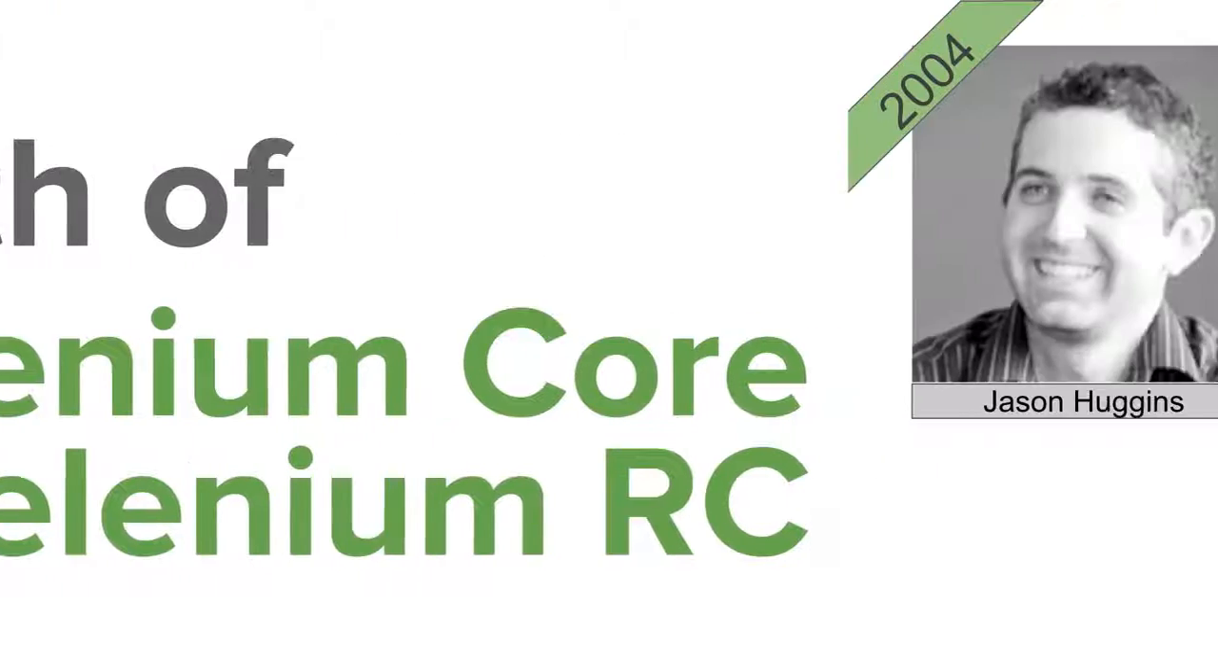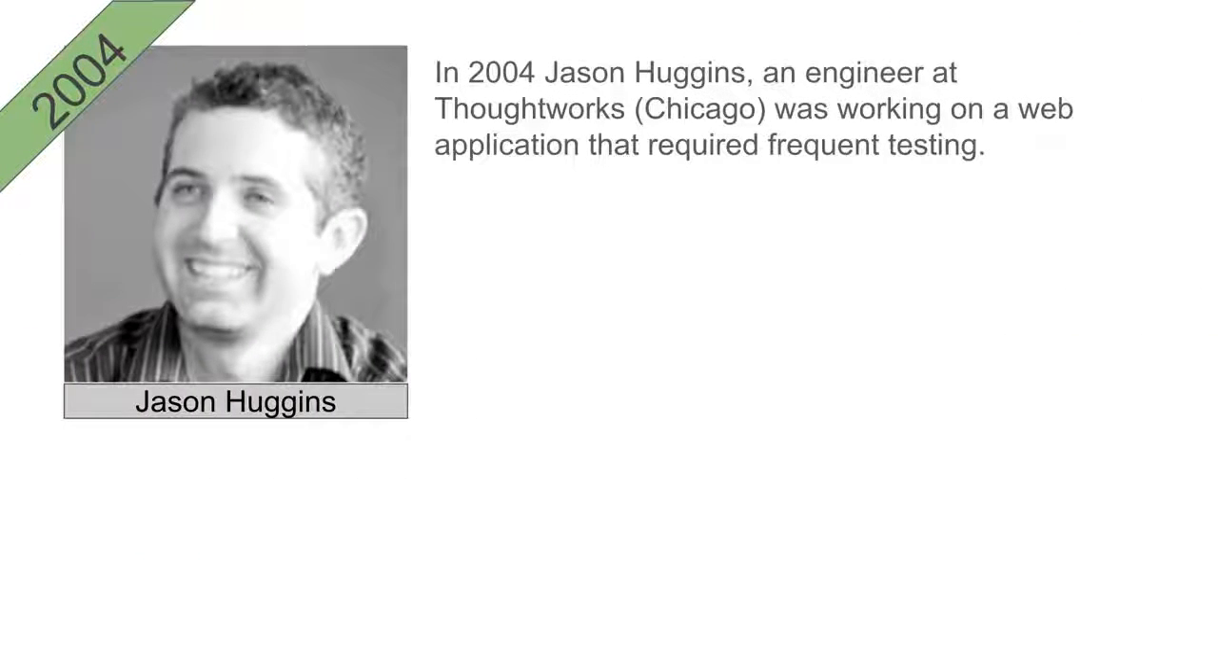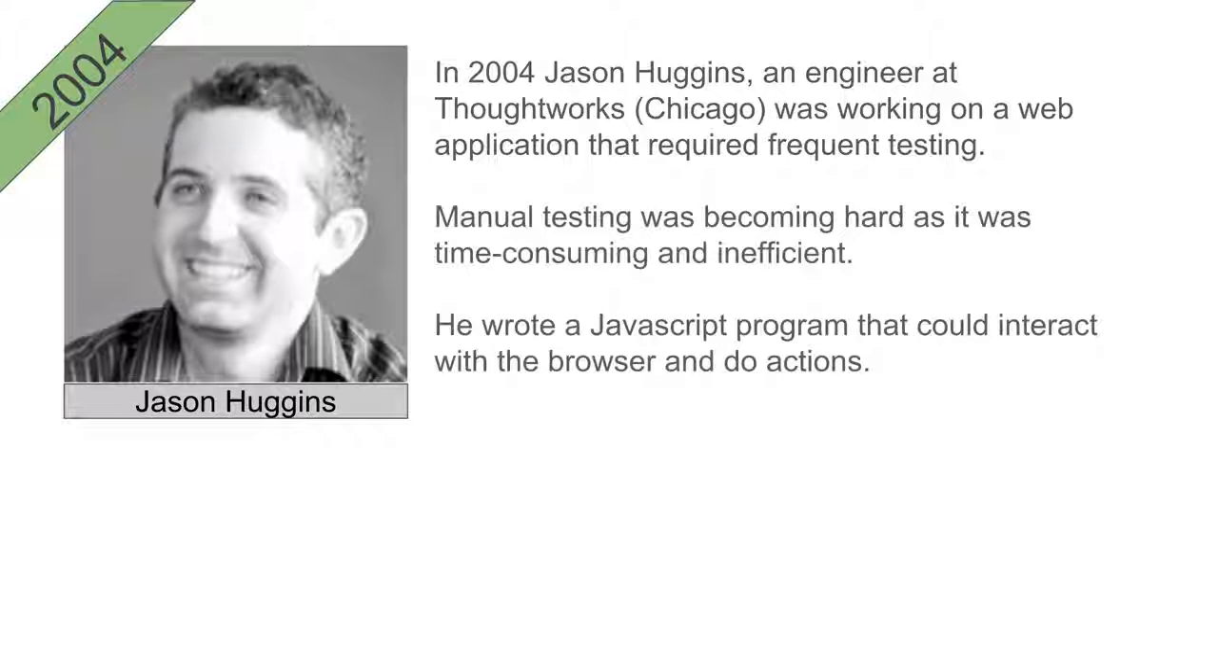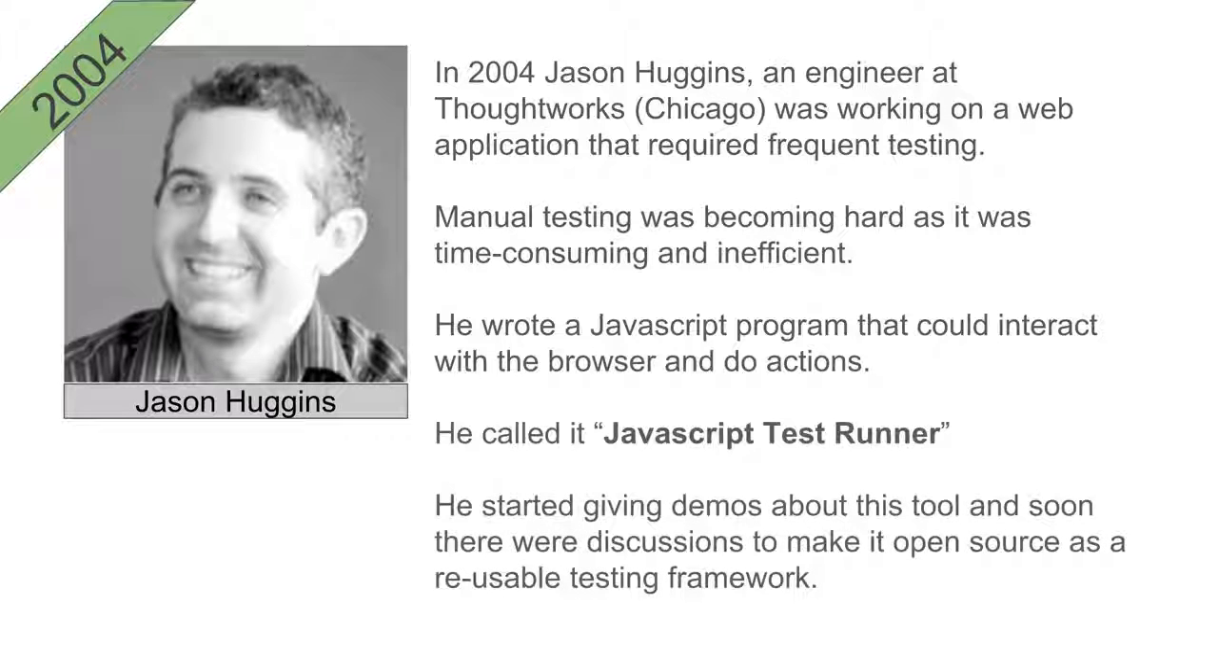Let us begin. The story starts in 2004 when Jason Huggins, an engineer at ThoughtWorks, was working on a web application that required very frequent testing and it was hard to manage, so he wrote a JavaScript program that could interact with the browsers and do actions. He called it JavaScript Test Runner. He started giving demos about this tool to the internal team, and soon there were discussions to make this tool open source.